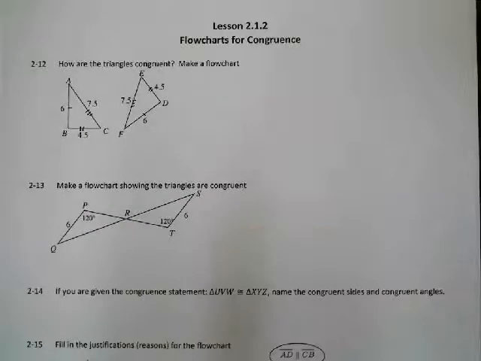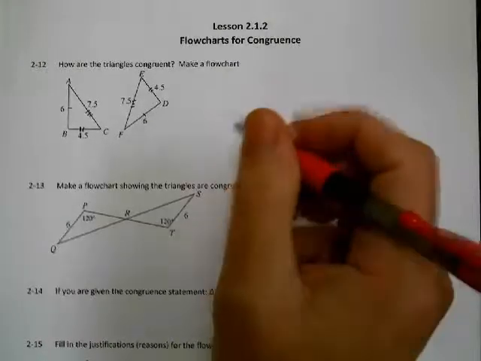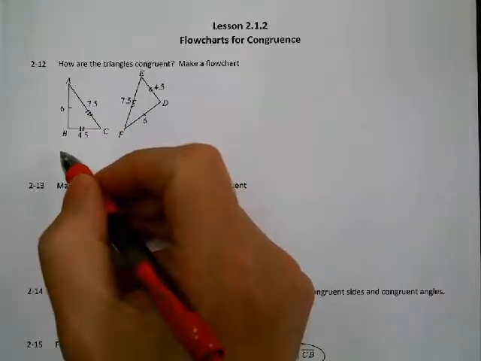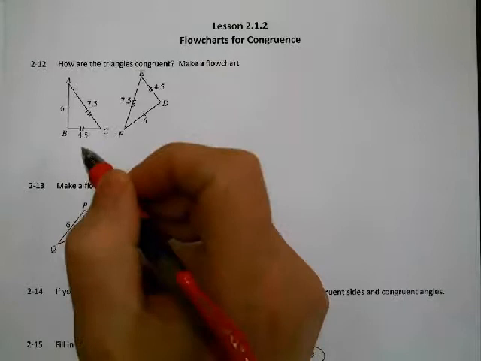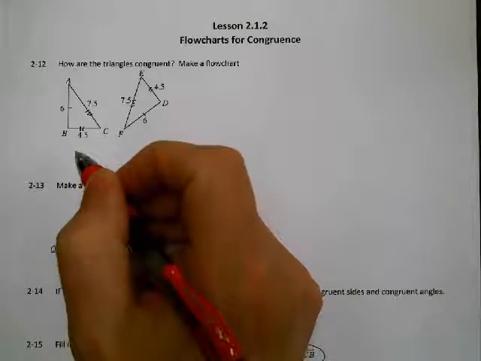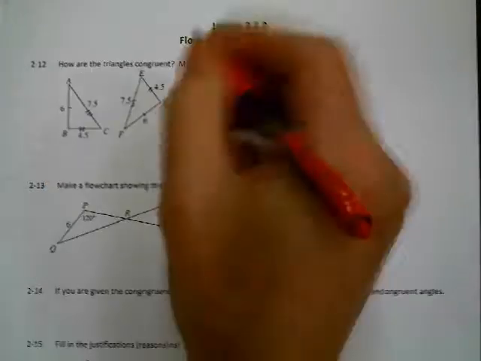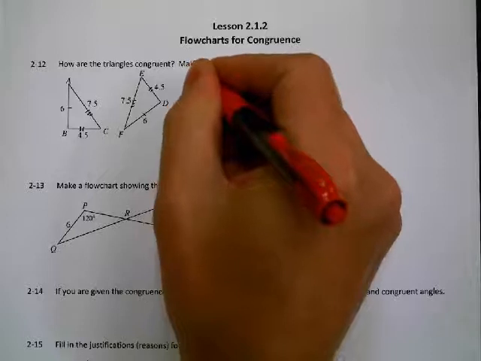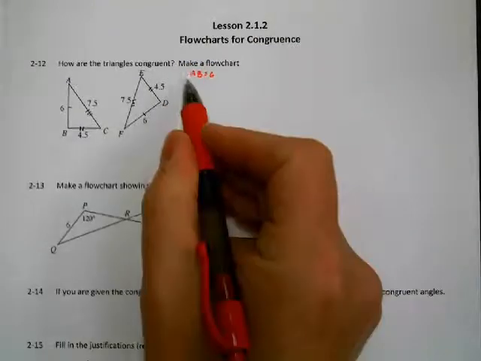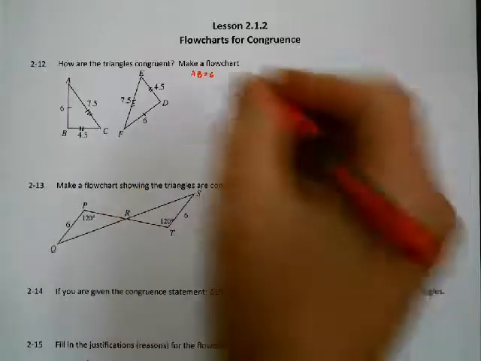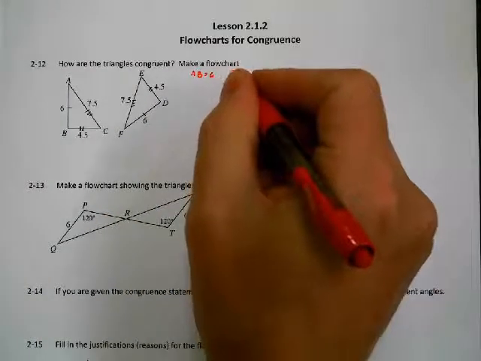So we're going to prove the triangles are congruent using a flowchart. Let's start. The first thing we need to do is prove that they're congruent. Remember, congruence means that all the measurements are equal to each other. So I'm going to start by saying the length of AB is 6, and I also know the length of FD is 6.